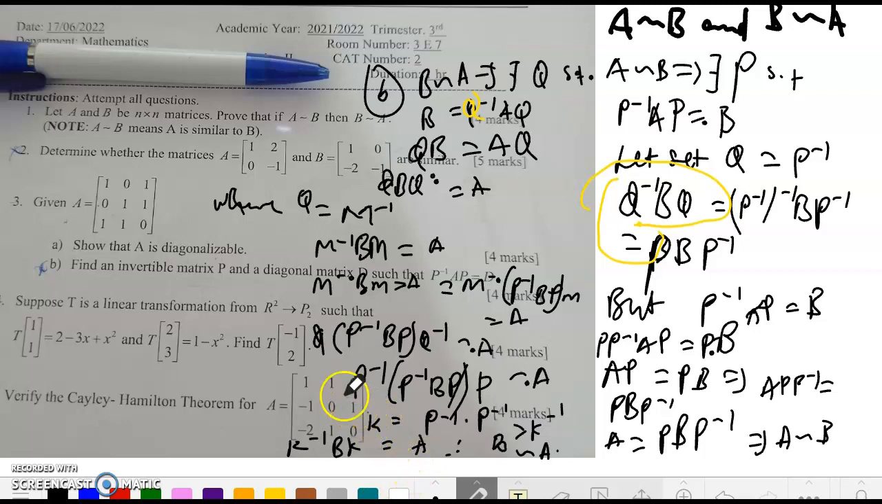We'll continue this video in the next series, and in the next series we'll be handling question number 2, where we are going to determine whether the two matrices are similar in computations.